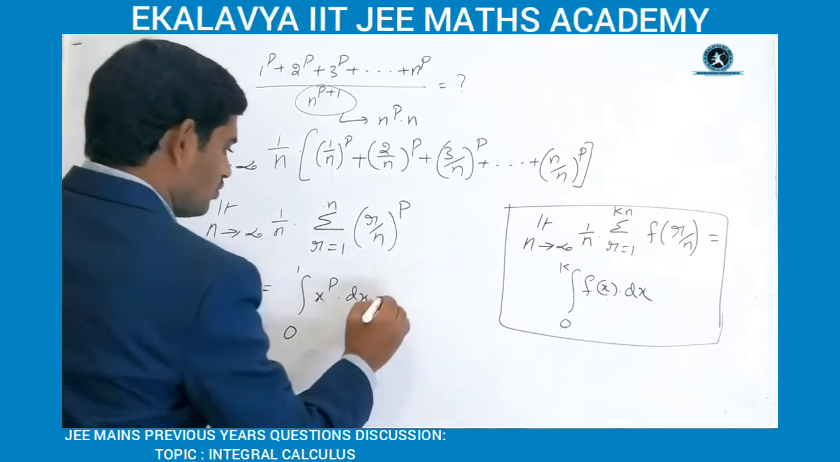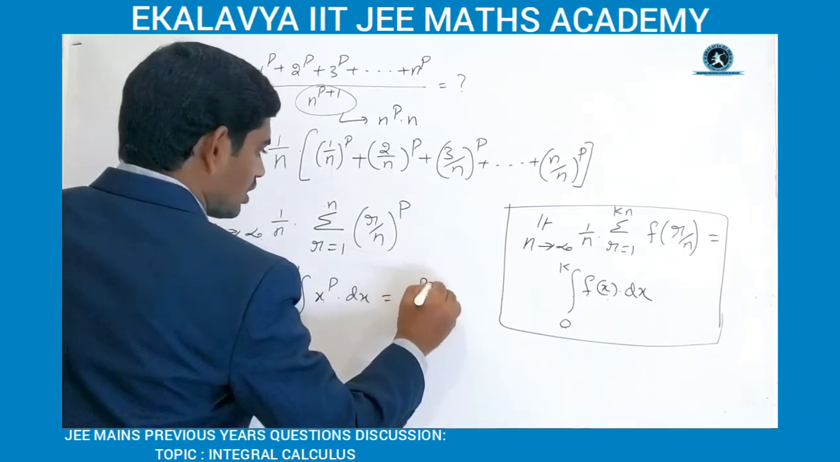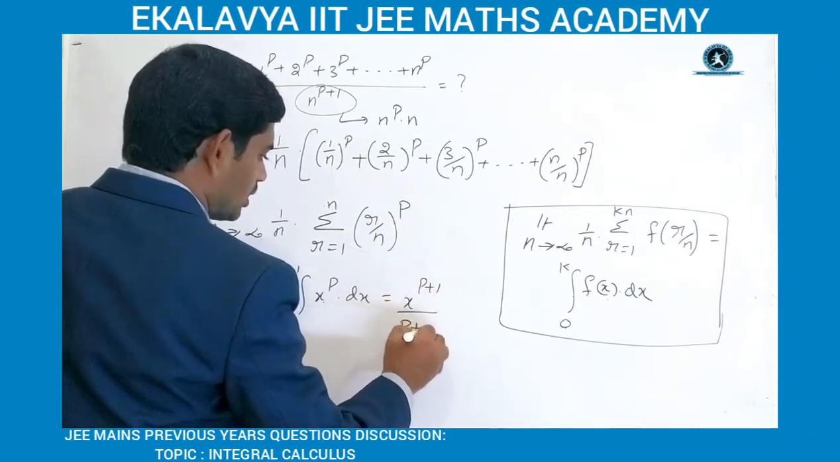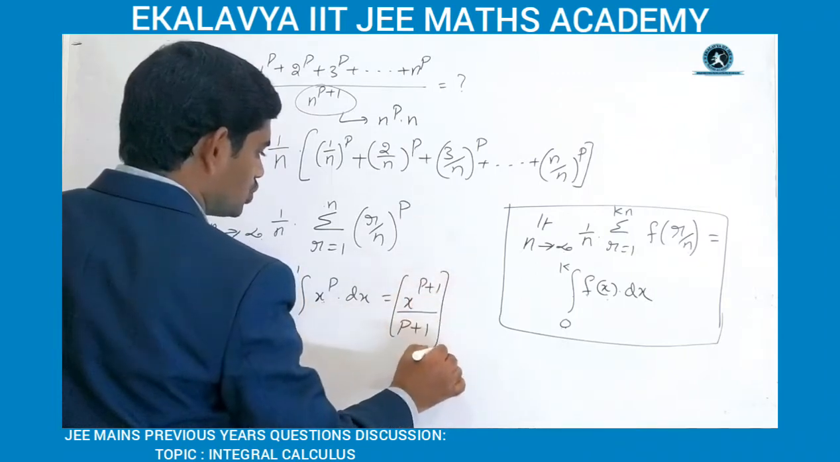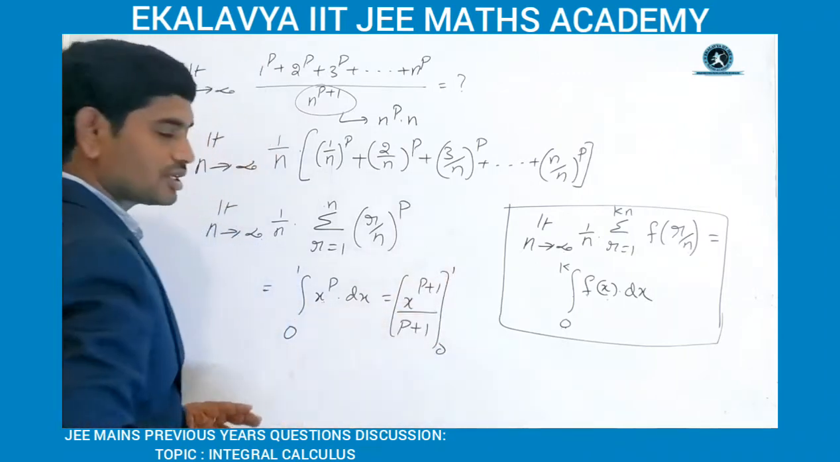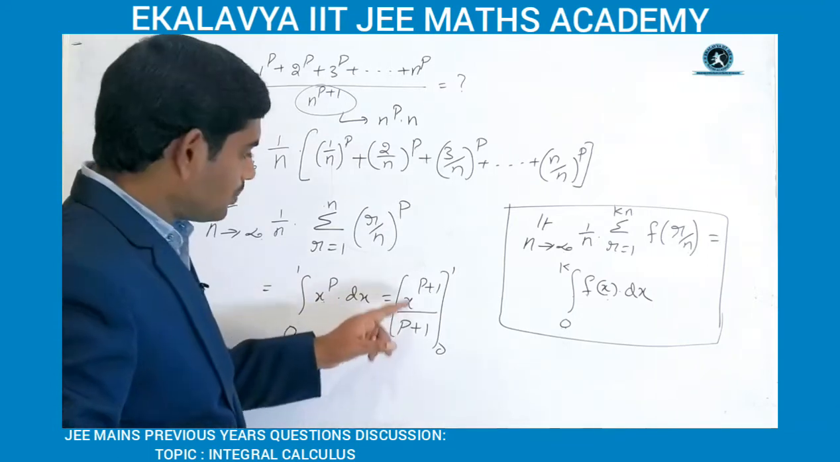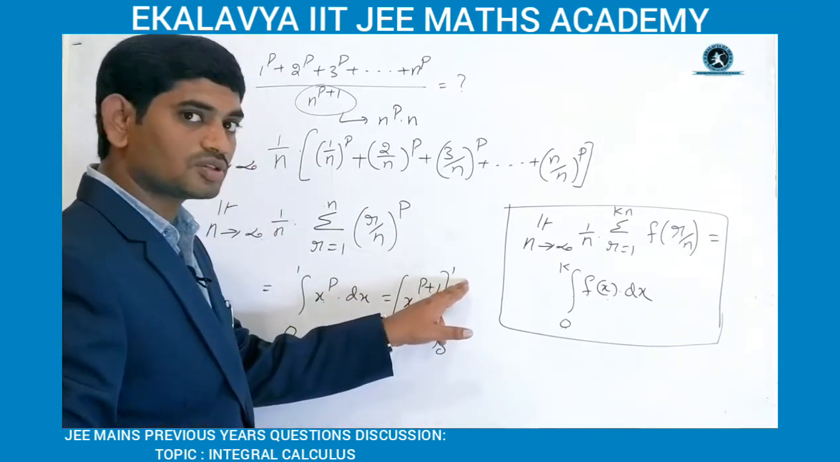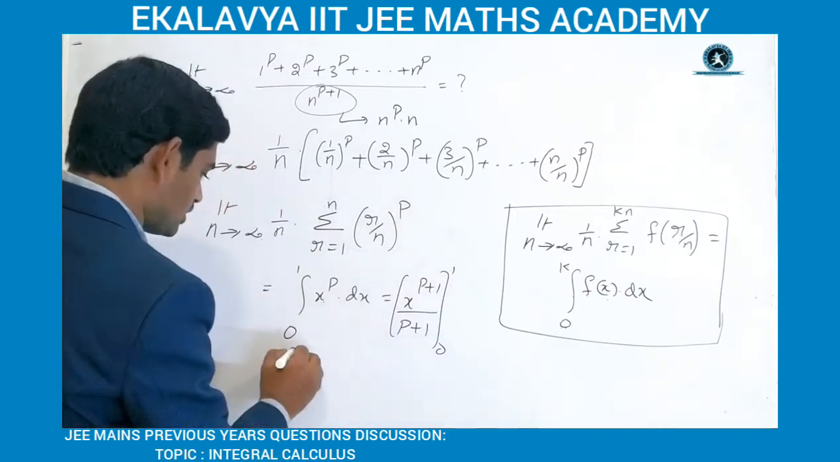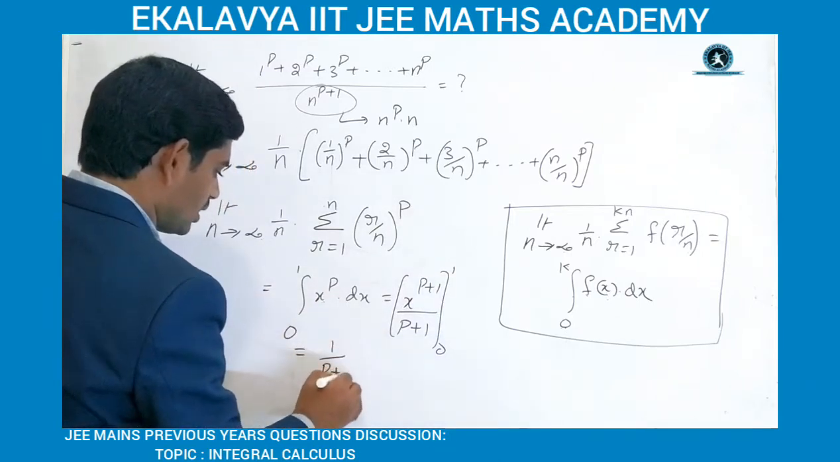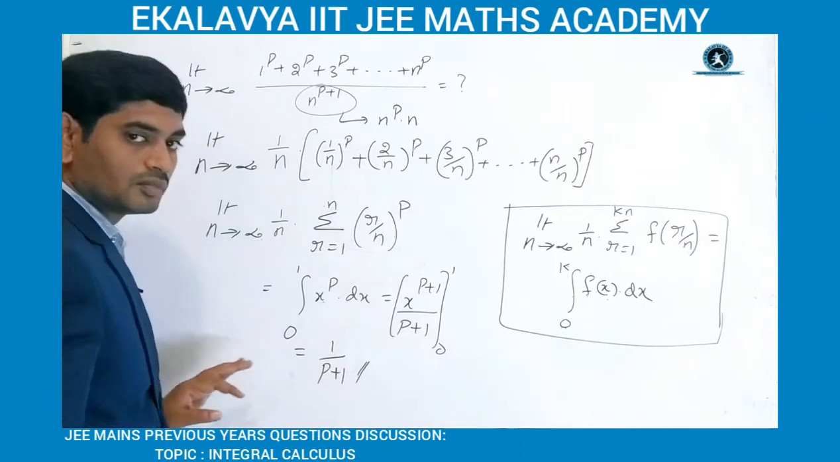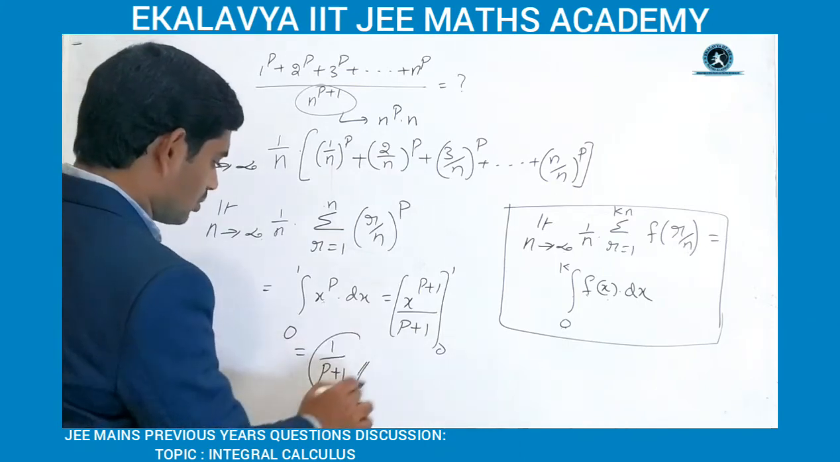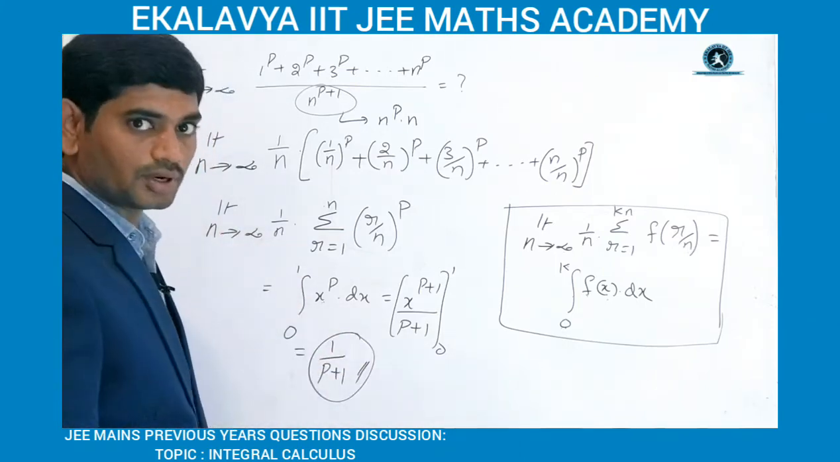Which is equal to x power p plus 1 upon p plus 1, from 0 to 1. Integration of x power p is x power p plus 1 upon p plus 1, lower limit is 0, upper limit is 1. So after substituting the limits we get 1 divided by p plus 1. So the correct answer is 1 by p plus 1.